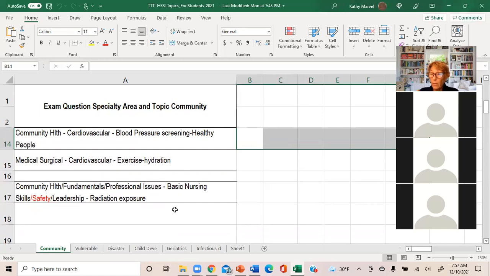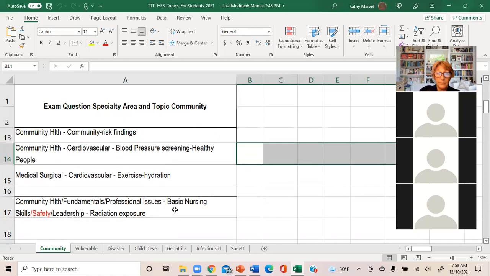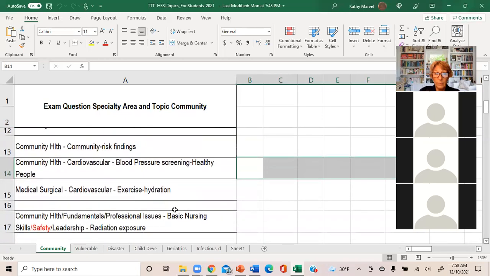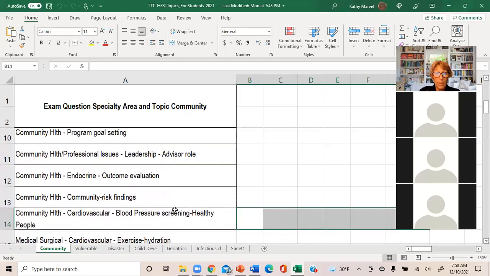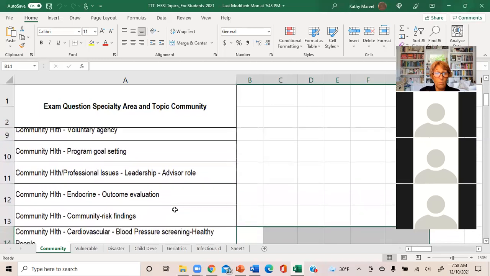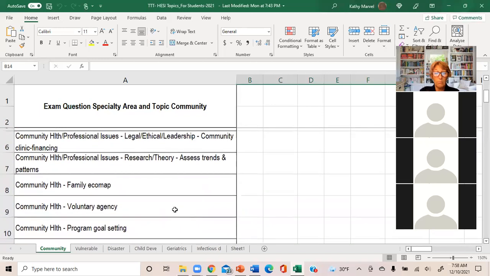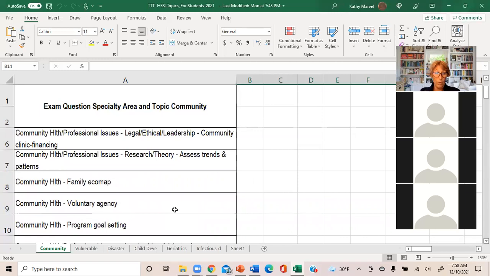Right. So again, that's good. You need to think about these in terms of primary, secondary, and tertiary, and the nursing process. Okay. What about program goal setting? What do you think there?